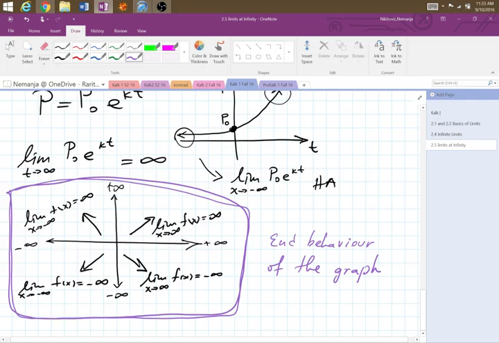We're done. 2.5 is done. You either have the end behavior as you send to positive or negative infinity, if you get infinities as the answer. If you get a finite number, you have a horizontal asymptote.